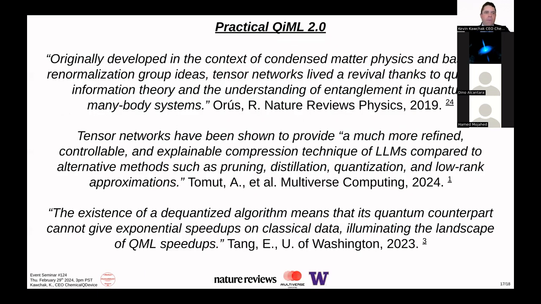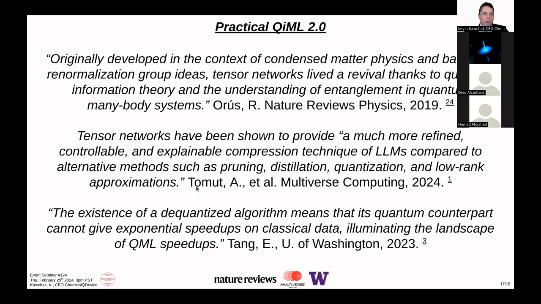So here's the big quotes that I've been getting to. This is by R. Orús in Nature Reviews Physics, and this is in 2019. So it shows that, in 2024, this is good that this was said there. Originally developed in the context of condensed matter physics and based on renormalization group ideas, tensor networks lived a revival thanks to quantum information theory, a lot of the stuff I've been talking about, and the understanding of entanglement in quantum many-body systems. So like, quantum systems.